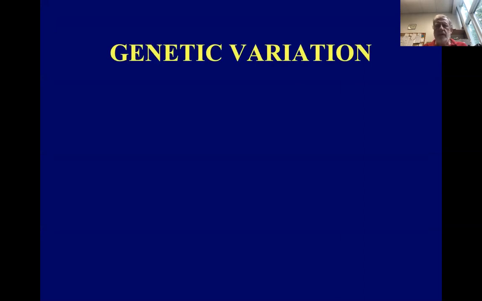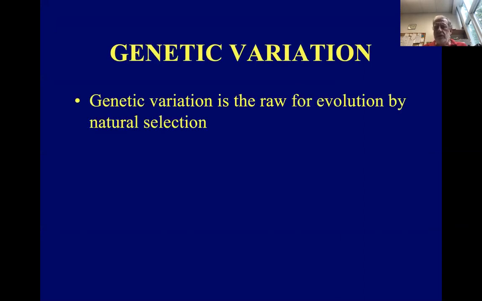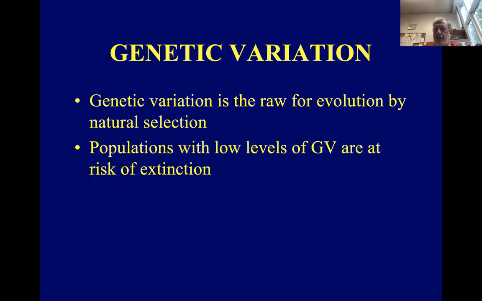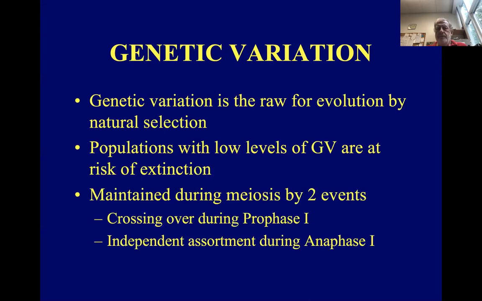I mentioned genetic variation. It's the raw material for evolution by natural selection. Populations with low levels of genetic variation are at risk of extinction, and most populations that have been assayed have high levels of genetic variation. And during meiosis, genetic variation is maintained by 2 events, that is crossing over during prophase 1 and independent assortment during anaphase 1.